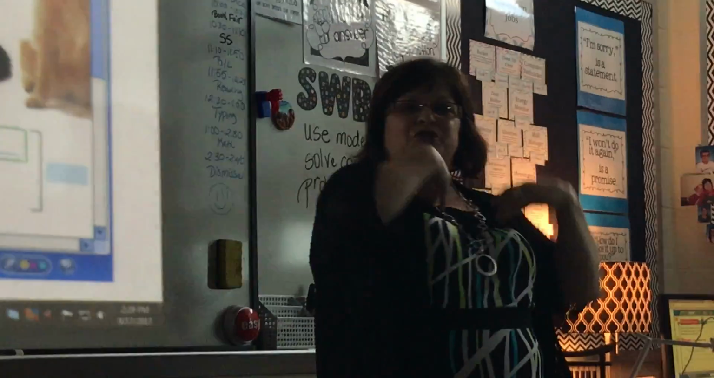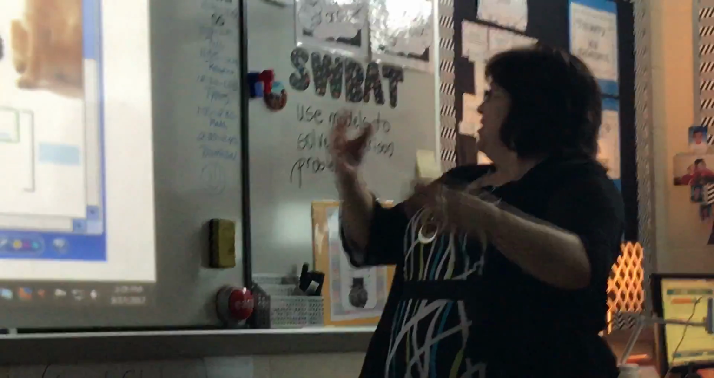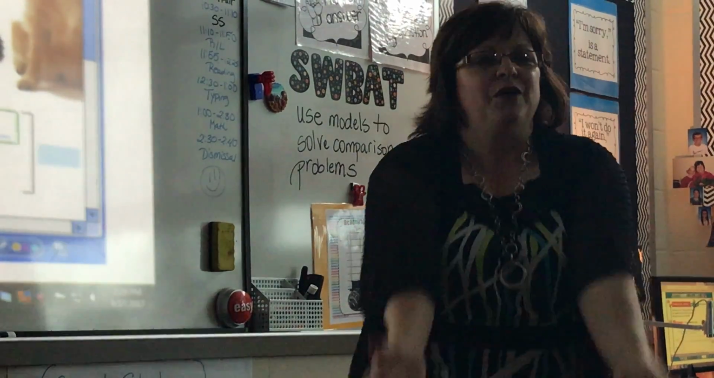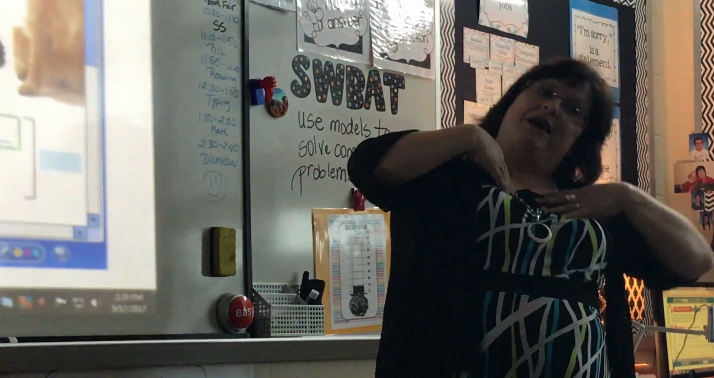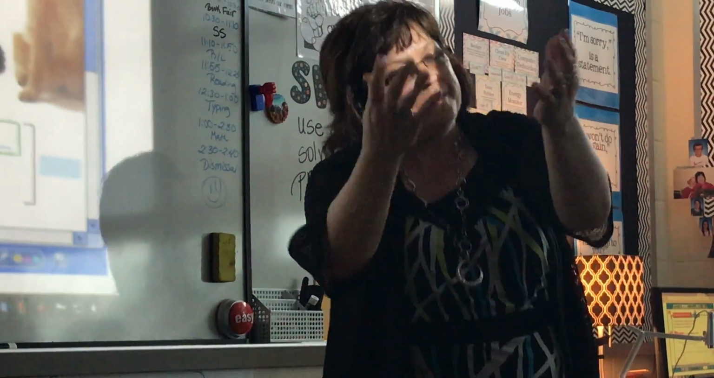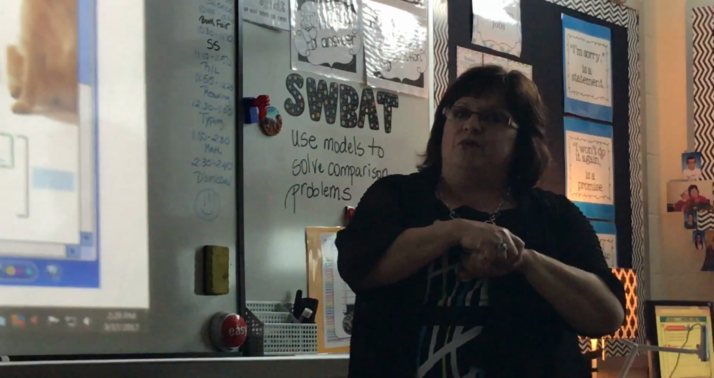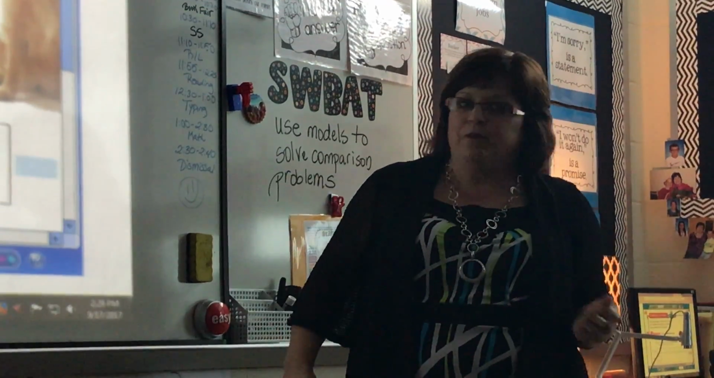Students will be able to use models to solve comparison problems. All right, so that's what we're going to be doing today. The models are really going to help us out.